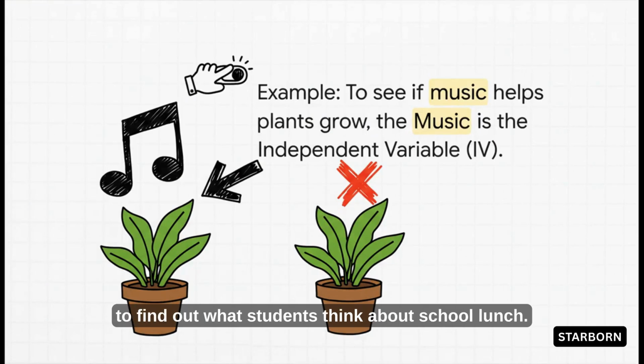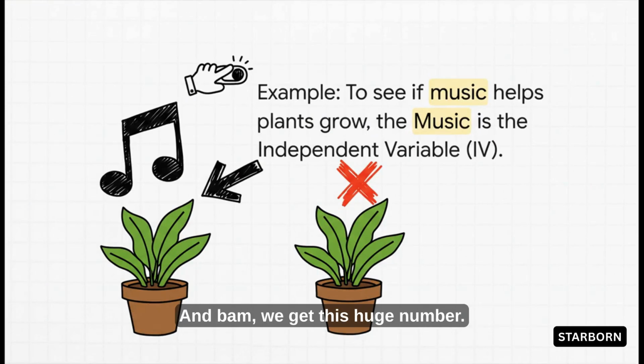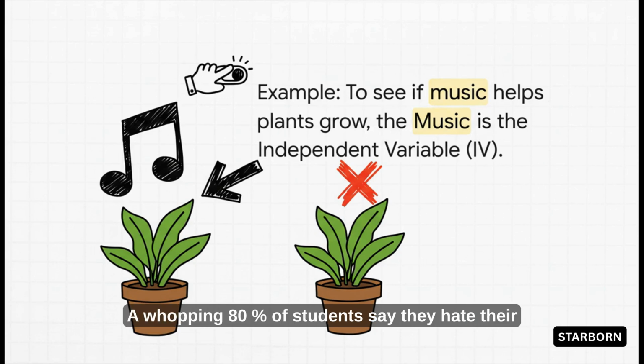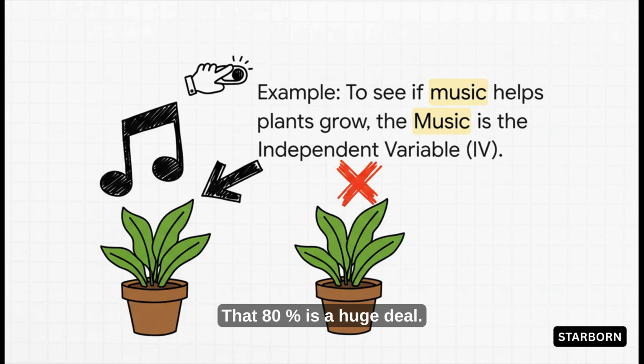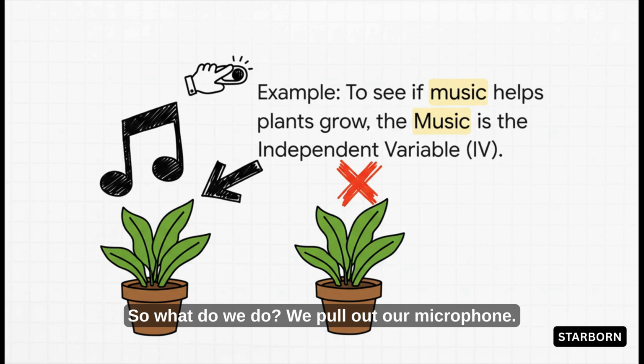Yeah, a really easy nickname for it is the changer. So, for example, let's say we want to test if playing music actually helps plants grow. Well, the music itself, turning it on or off, that's our independent variable. It's the one thing we're deliberately changing.